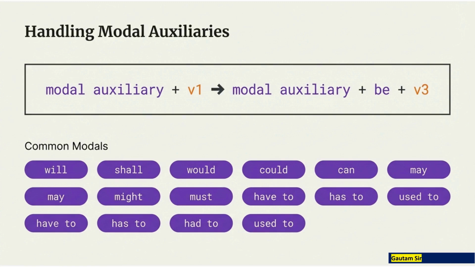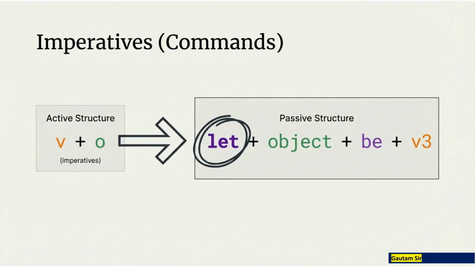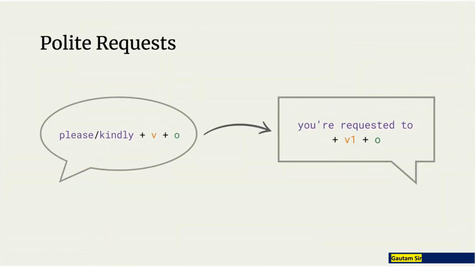plus V3. When handling modal auxiliaries, the active structure of modal auxiliary plus V1 transforms to modal auxiliary plus be plus V3 in the passive voice. To change imperatives or commands from active to passive voice, use the structure let plus object plus be plus V3. For polite requests, the active structure using please or kindly, followed by the verb and object, converts to you are requested to plus V1 plus object in the passive voice.